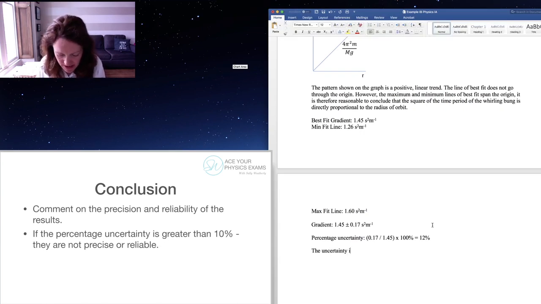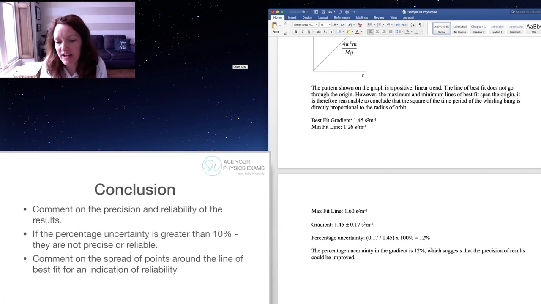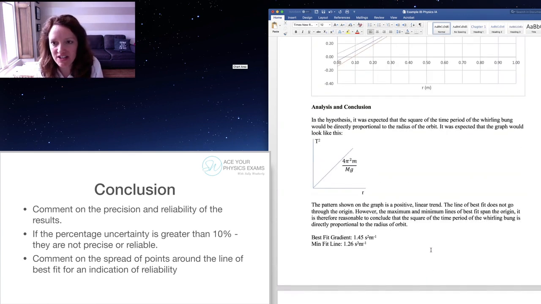So let's comment on the uncertainty in the gradient. Let's say the percentage uncertainty is 12%, which suggests that the precision of results could be improved. At this stage, we've commented on the pattern shown. We've found the percentage uncertainty in the gradient. We could also comment on the reliability. To comment on the reliability, you analyse the spread of points around the line of best fit.